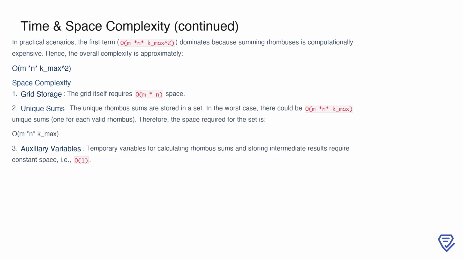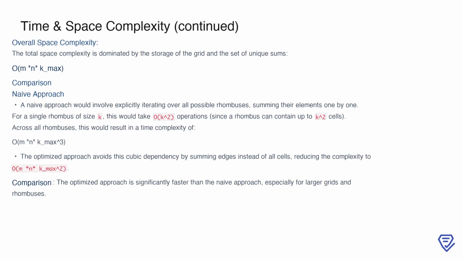The set used to store unique rhombus sums can, in the worst case, hold up to m*n*k_max sums, as there may be one unique sum for each valid rhombus. Finally, auxiliary variables used for calculations take constant space, so their contribution is O(1). Thus, the total space complexity is determined by the grid storage and the set, resulting in O(m*n*k_max). When we analyze the overall space complexity, it is clear that the dominant factor is the storage of the set of unique rhombus sums, leading to a total space complexity of O(m*n*k_max). Comparing this to a naive approach helps highlight the efficiency of the optimized solution.